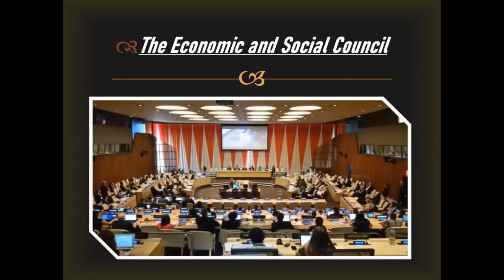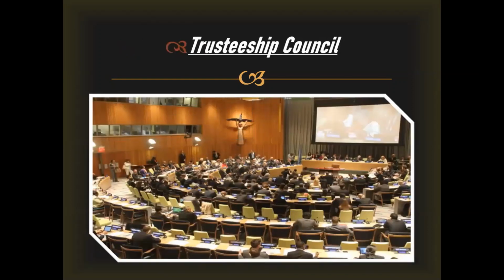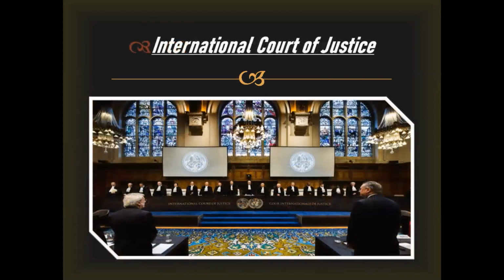The Economic and Social Council. It aims at closing the gap of difference between the rich and the poor countries. Trusteeship Council. It was established to supervise the administration of trust territories as they transition from colonies to sovereign nations. As most of these territories are now independent countries, it suspended its functioning in 1994. International Court of Justice. It is a legal court of the UN and solves all international problems.